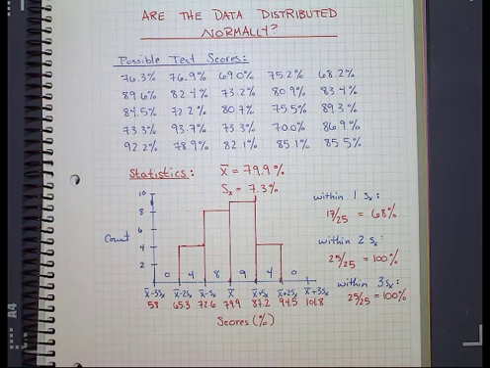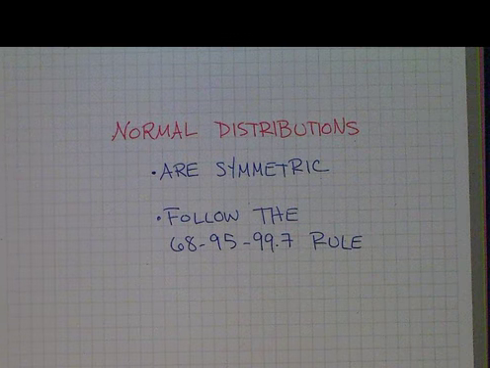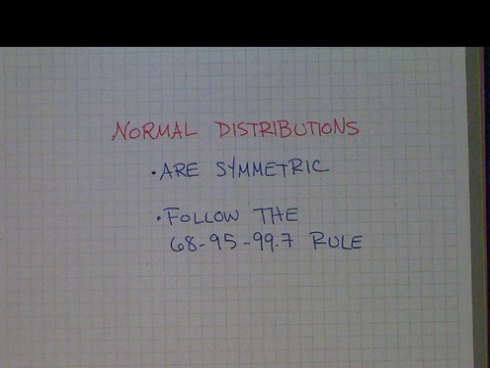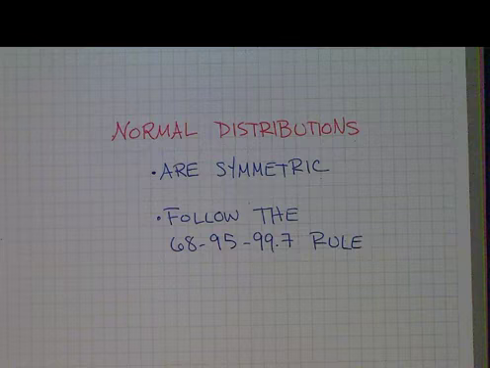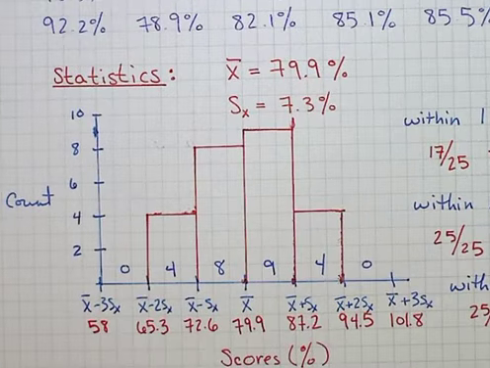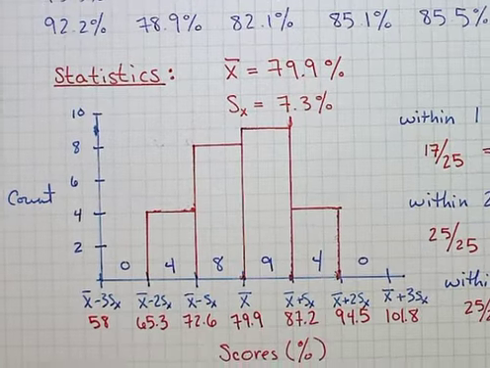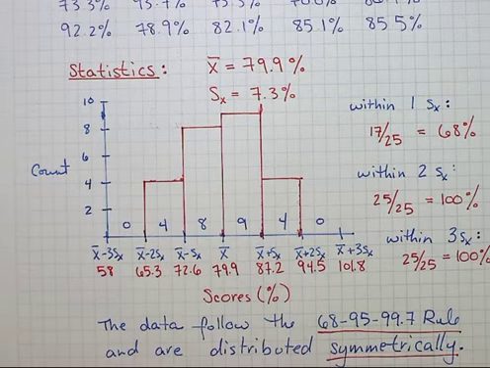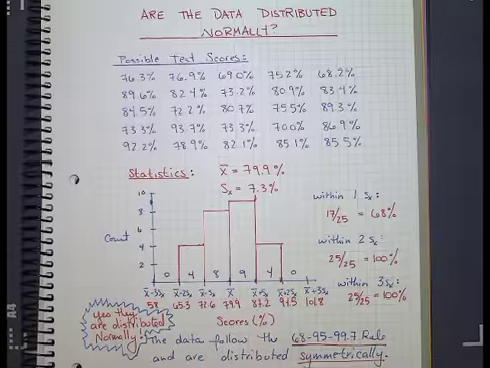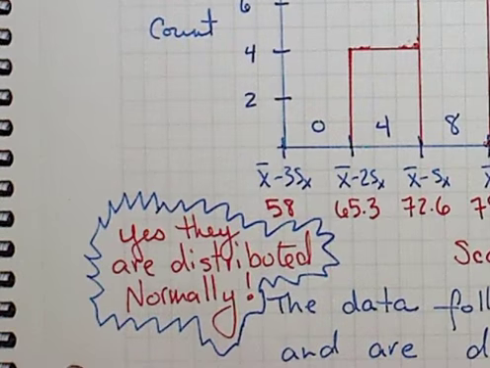So now, how does this compare to the 68-95-99.7 rule? Well, so long as your percentages are within about 5 percentage points, then we can say that yes, it follows the 68-95-99.7 rule. And then by looking at the distribution, we can see that yes, it's pretty symmetric. So based on these 2 criteria, we can make the conclusion that yes, these data are distributed normally.